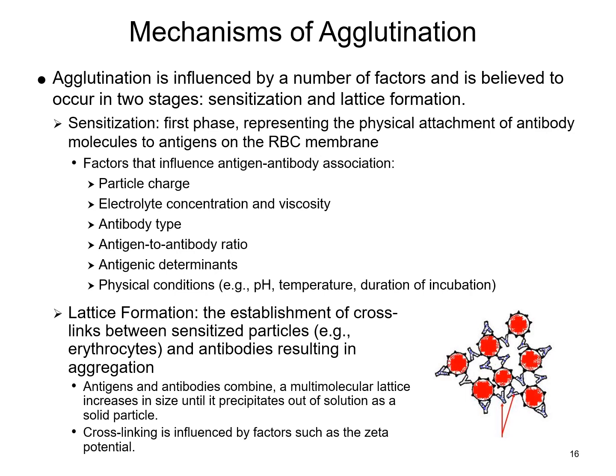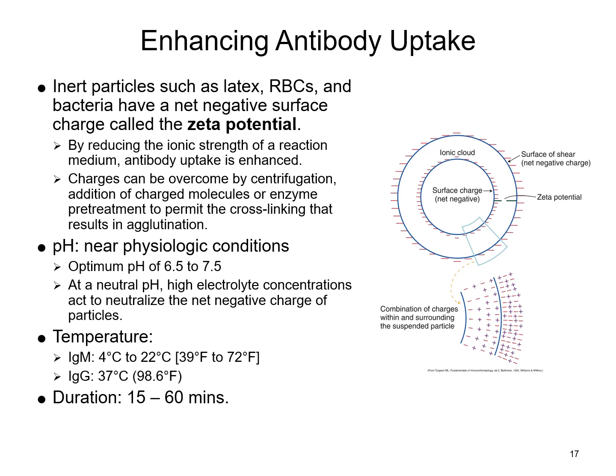Now cross-linking is influenced by various factors, and one of those is zeta potential. Inert particles like latex, red blood cells, and bacteria all have a net negative charge on the outside surface of their cell. This is what we refer to as the zeta potential. You can see in this depiction the surface of whatever it is, and then that ionic cloud around the outside of it. That negative charge is pushing away other cells or organisms or particles around it. Now, if we alter the medium it's in, we can help reduce that negative surface charge and bring those things a little closer together. We do this by reducing the ionic strength of the reaction medium, and this will allow that antibody to uptake to that cell a little bit quicker.